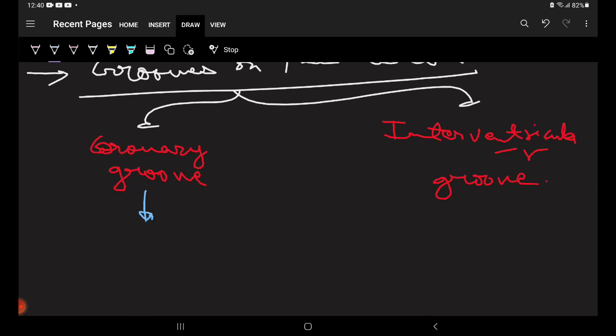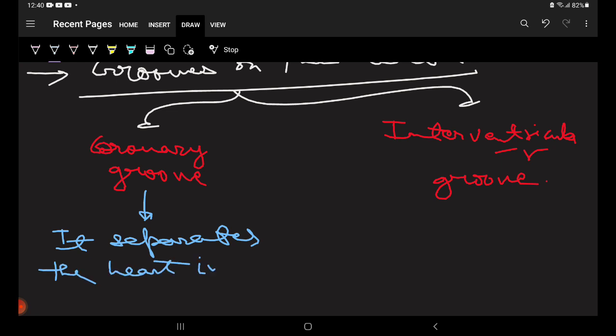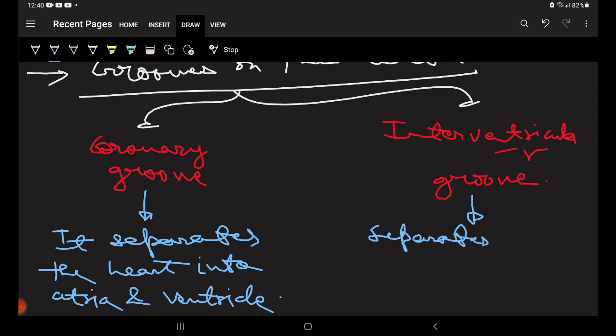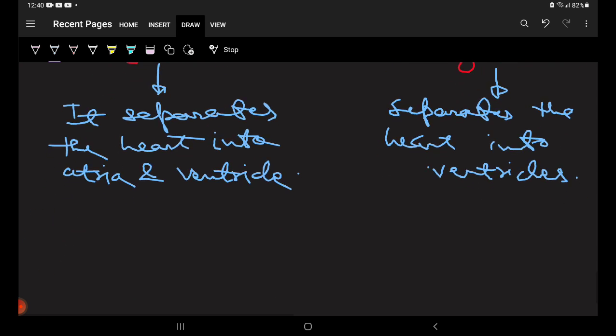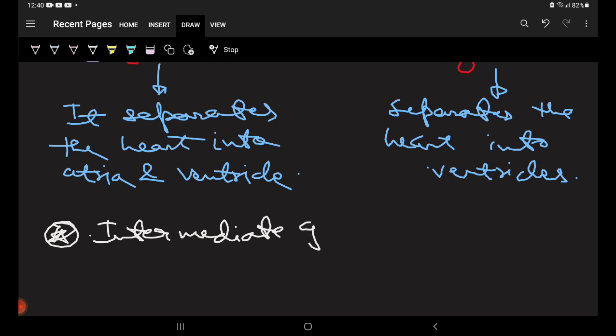The coronary groove separates the heart into atria and ventricles, and the interventricular groove separates the heart into ventricles. Now there is one more groove called the intermediate groove. It is not present in all species.